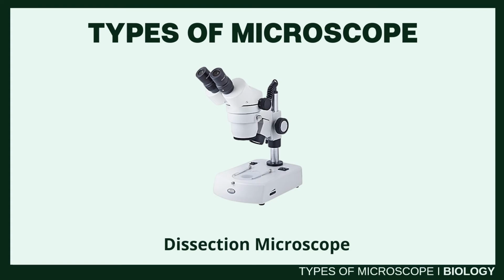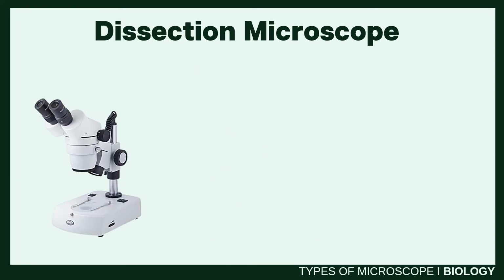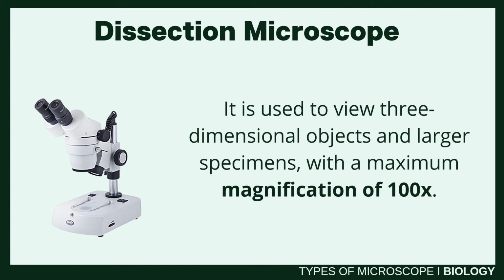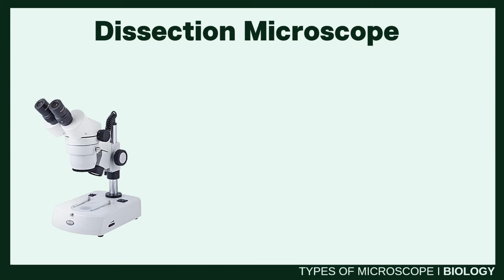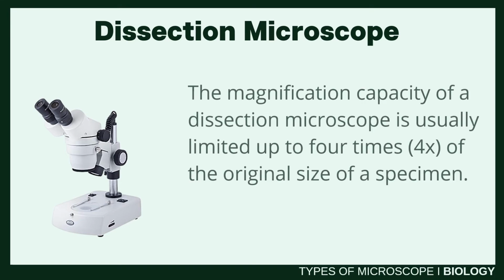Another type of microscope is the dissection microscope. This type of microscope can view three-dimensional objects and other larger specimens. It has a maximum magnification of 100 times. It can also magnify the specimen 4 times the original size of the specimen.